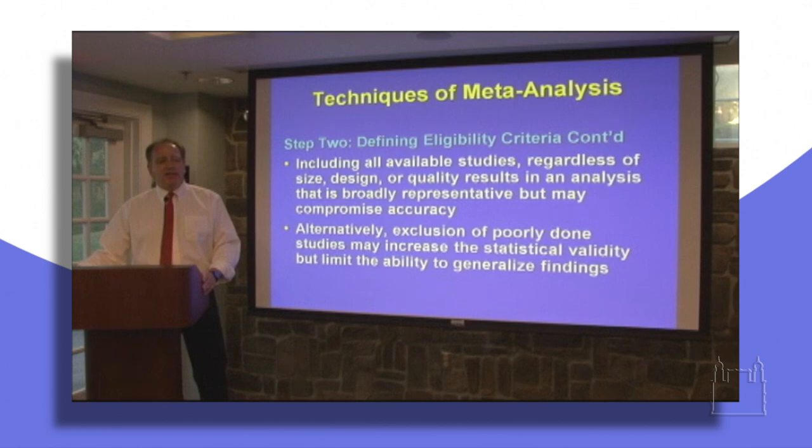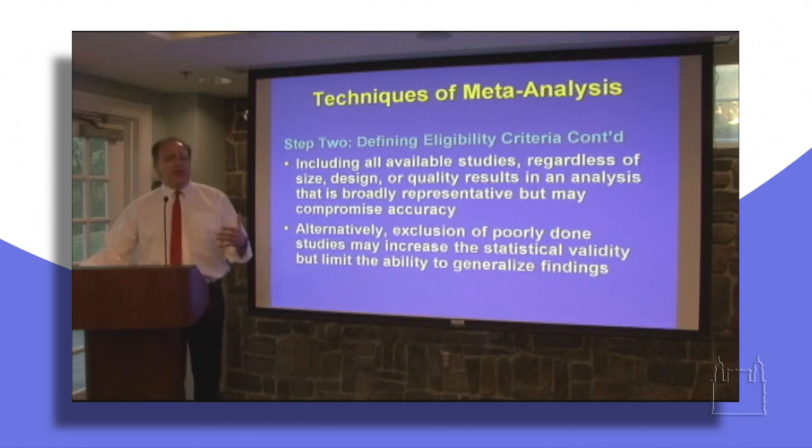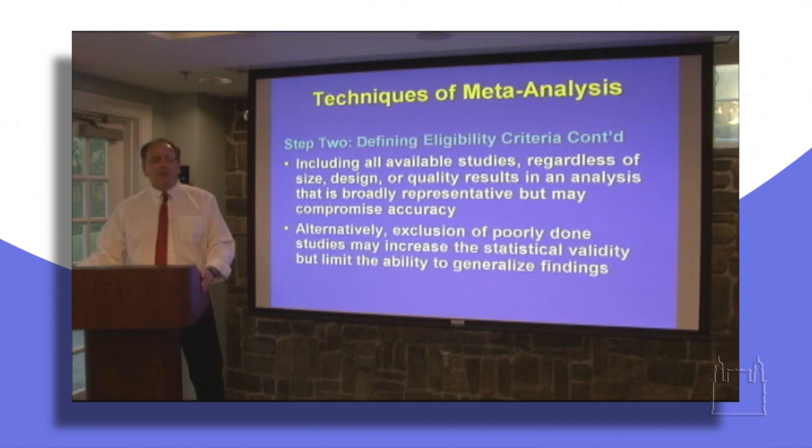Next, you want to define the eligibility criteria. And this is where I said I was going to define this a bit further. There are two ways you can do a meta-analysis. One is you can include all the available studies, regardless of size, design, quality, an analysis that is broadly representative but may compromise accuracy, but tells you the full extent of what the clinical experience is. Alternatively, you can do a meta-analysis that excludes poorly done studies, and this will increase the statistical validity but limit the generalizability. My approach is that you include both and you analyze them separately, and you use the two of these, one to determine the generalizability and the second one to determine the statistical validity, and then you use these two to come to overall conclusions.